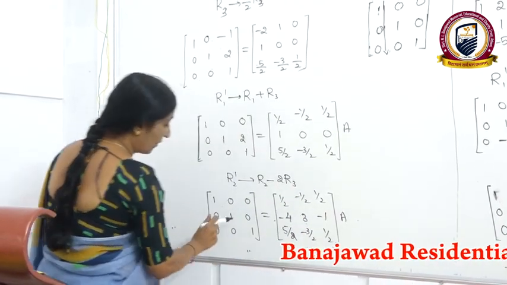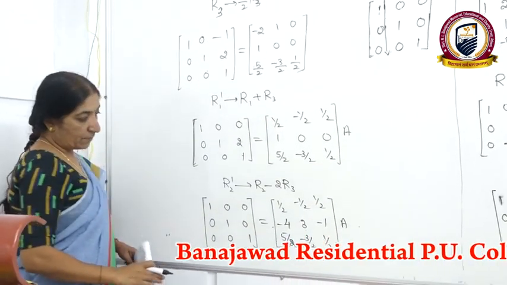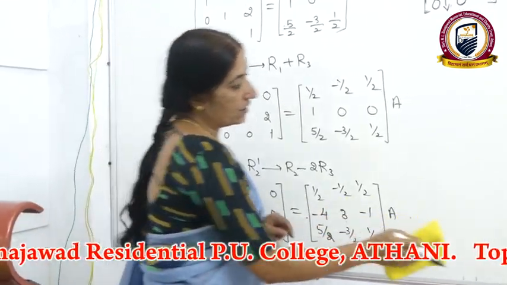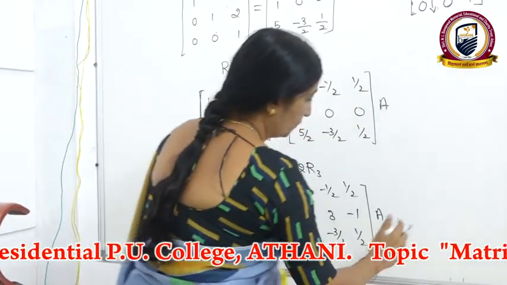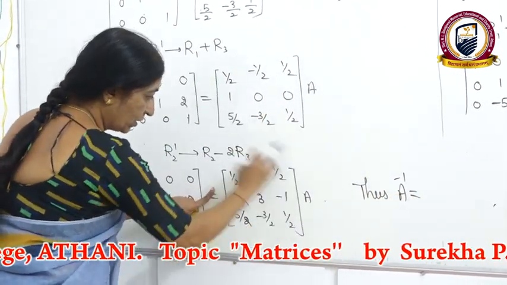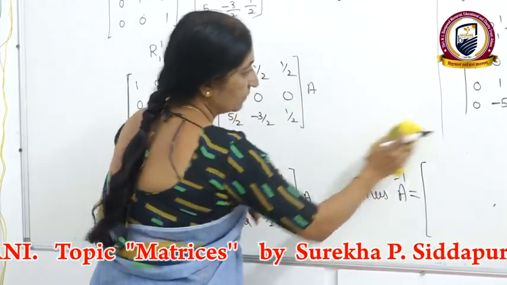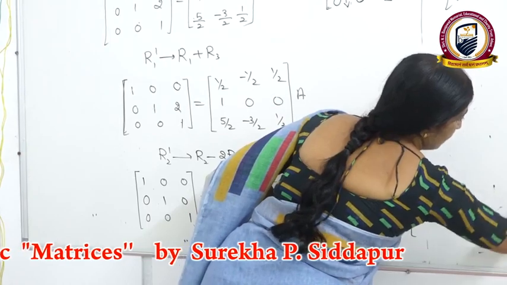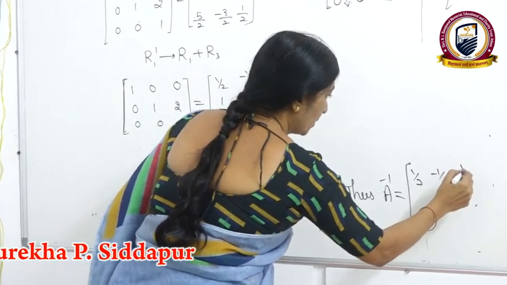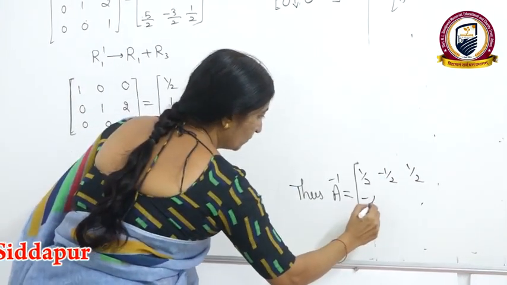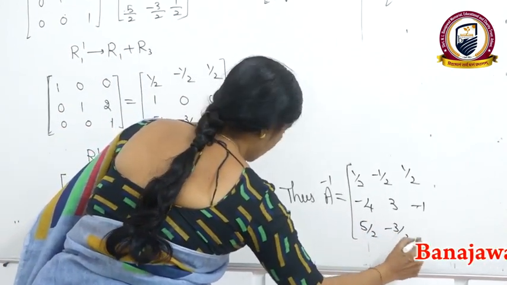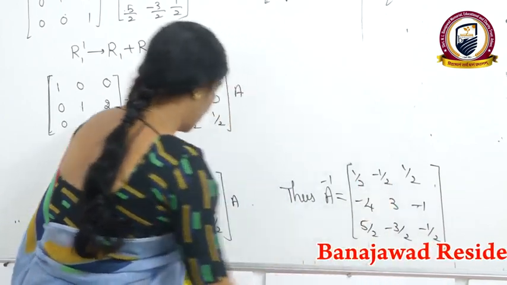See students, now compare this with here. Is it an identity matrix or what? Then if it is an identity matrix, then tell me what is the inverse. Thus A inverse is equal to, write down this matrix. One by 2, minus 1 by 2. This one is 1 by 2. Write the remaining row. This will be A inverse.